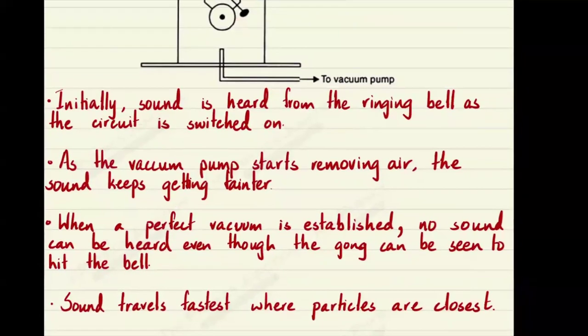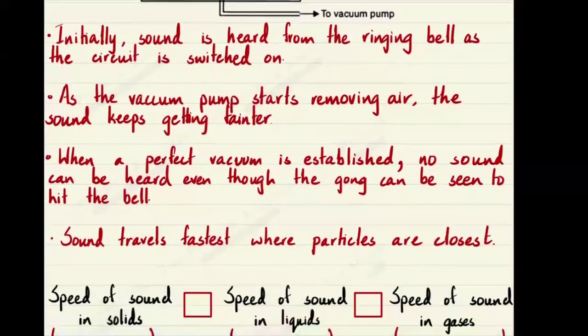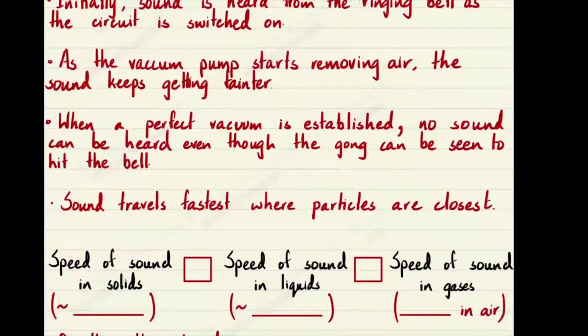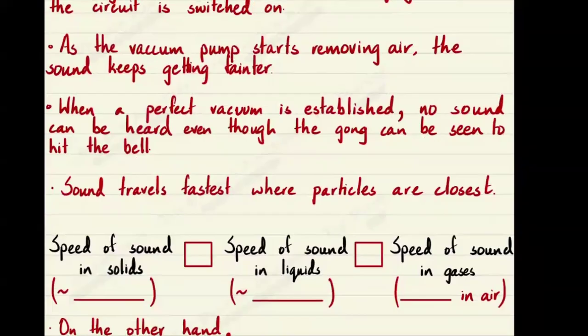And as we just talked about this in the context of compressions and rarefactions, you need particles, because that's how sound will travel from point A to point B. So the idea is also this, that sound travels fastest where air particles are the closest together, because if the air particles are the closest together, then the back and forth movement is going to be transmitted the best.